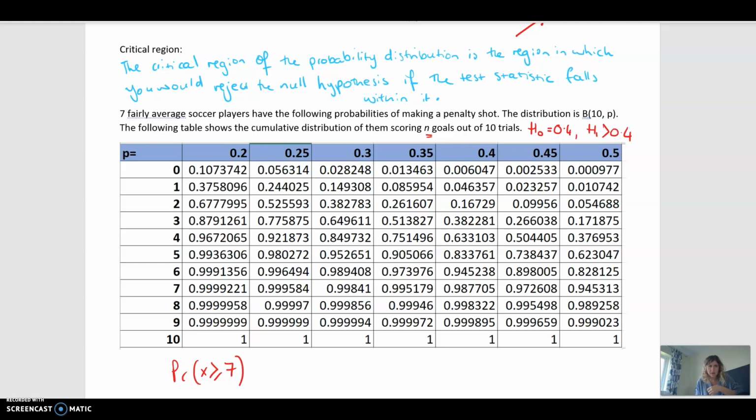is greater than 0.05, but my probability where x is greater than or equal to 8, that was less than 0.05.